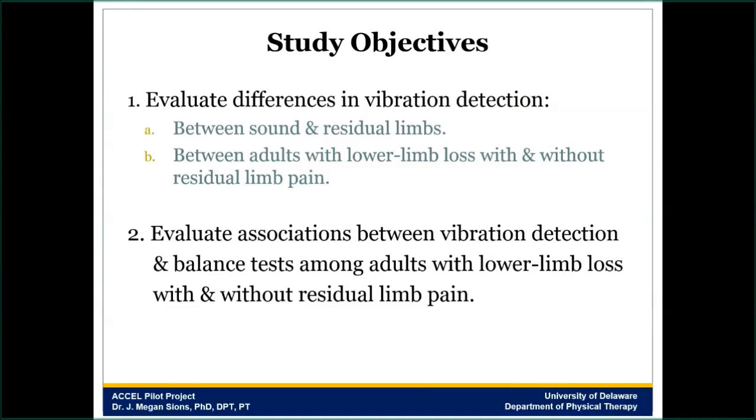So in this pilot project, we're looking at differences in vibration detection between both the sound limb and that residual or amputated limb in individuals both with and without residual limb pain. And we want to look at also the differences between these two groups. And then we want to evaluate the associations between the ability to detect vibration and these different clinical balance tests, while considering potentially that there could be an interacting effect from the presence of pain.